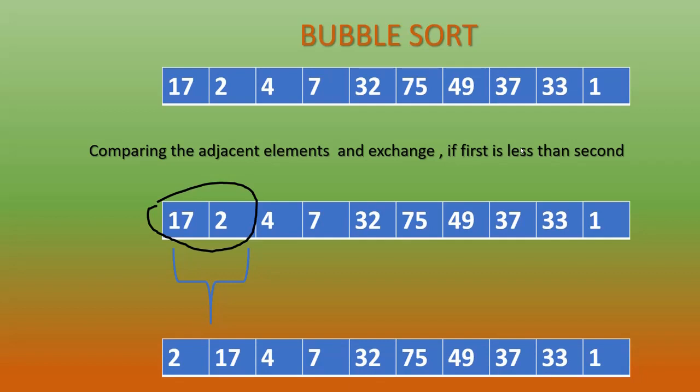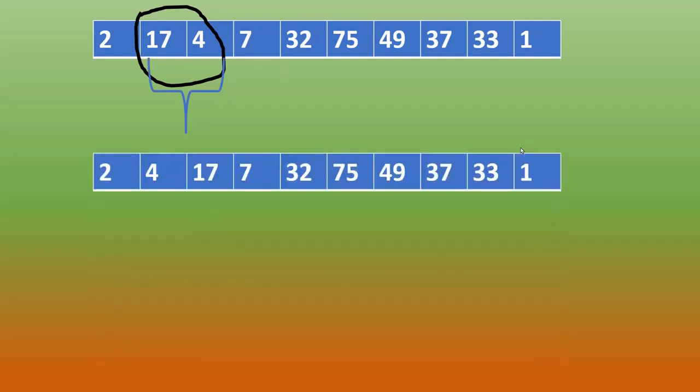The same procedure you have to repeat. Now the status of the list is like this. Next, I am going to compare the second and third elements, the adjacent elements. Now here 17 is greater than 4, so you have to exchange these two elements. After the exchange, your list will be like this. Again, you repeat the same procedure.